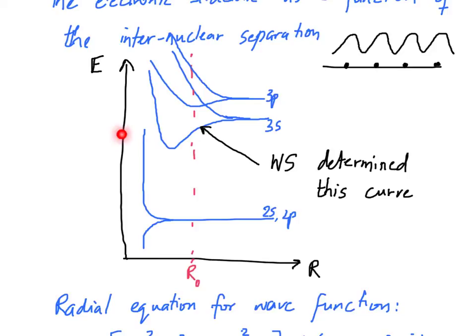So each value of energy that they chose gave them 2 points in this plot, and they chose like 5 or 6 different values of energy, and they got 5 or 6 different pairs of points in this plot, and that helped them map out this bottom part of the conduction band.